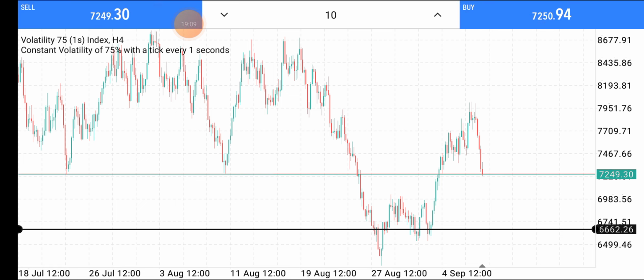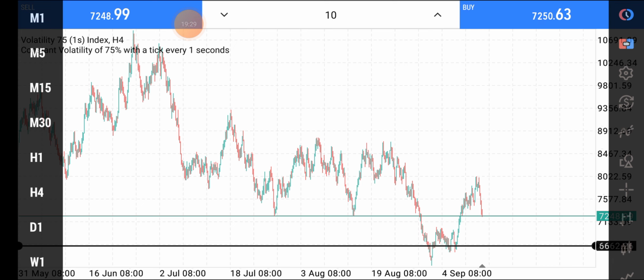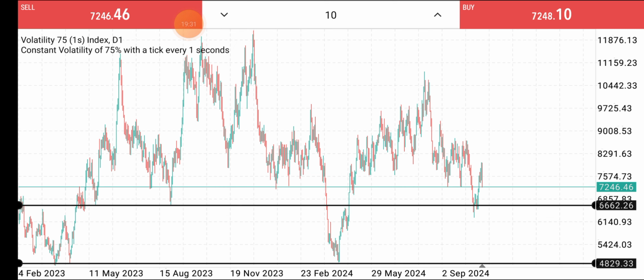So from this point, after establishing that the market is a buy trend, what else? What should we do next? Should we place a trade? No, we need to understand properly what is going on in the market. Okay, back to the daily time frame.